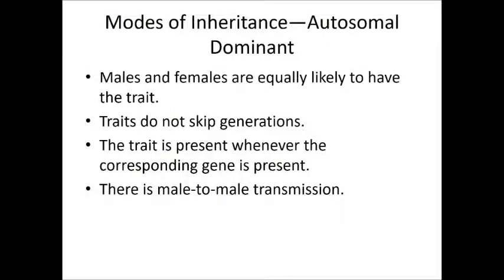Before we actually look at pedigrees, let's talk about some of the different modes of inheritance. And let's start with autosomal dominant. These traits are autosomal, which means that the genes for the traits are carried on one of the non-sex chromosomes. And these traits are also dominant, which means for the symptoms to appear, there only has to be one gene.